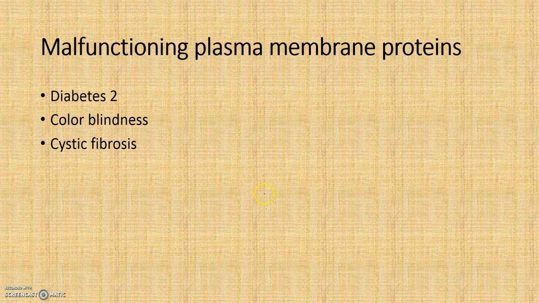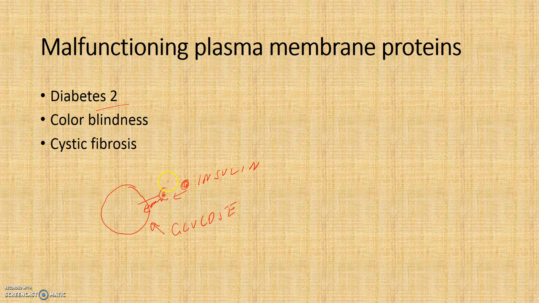The malfunctioning plasma membrane proteins, there are 3 that your book has discussed. The first is diabetes 2. In diabetes 2, here again is a receptor. Insulin comes here and binds to these receptors, which sets up a signal. As soon as it binds, it becomes active. Let's make it a crinkly line. So it's active. As soon as it becomes active, the glucose can be pushed into the cell.